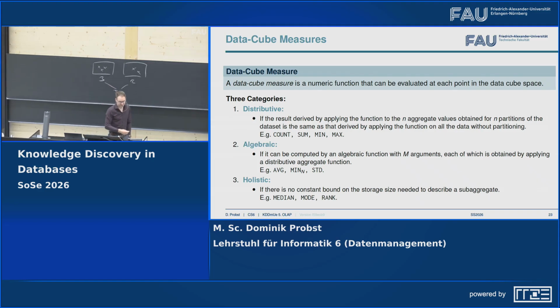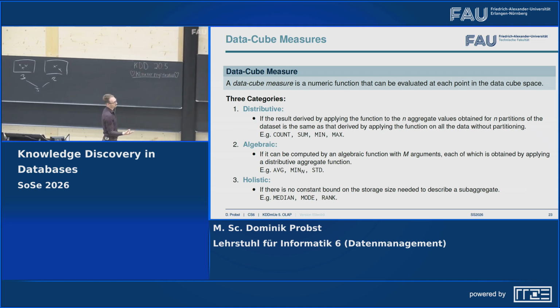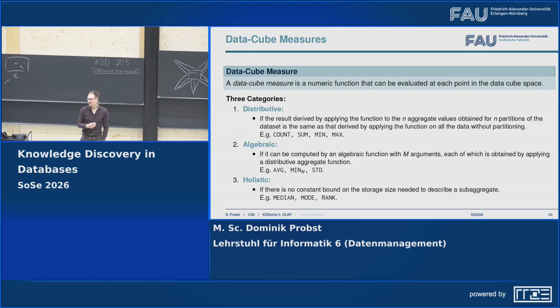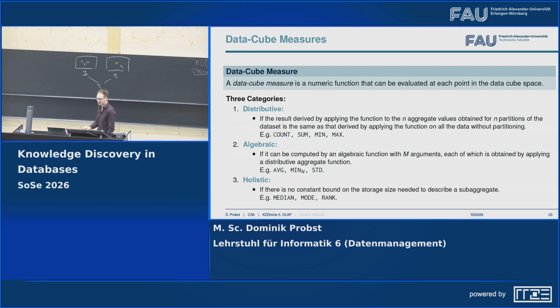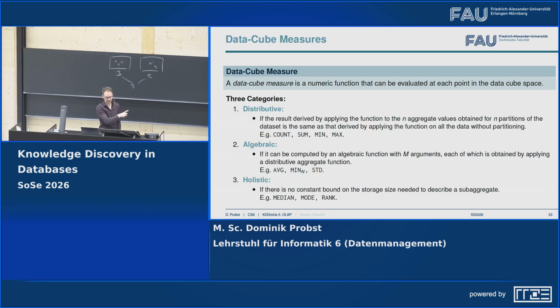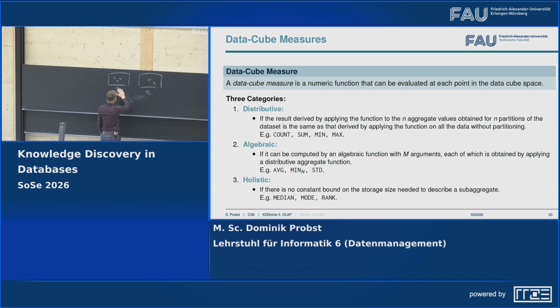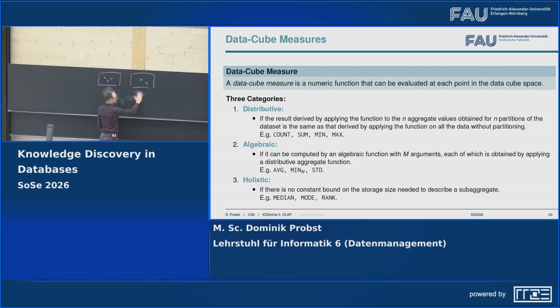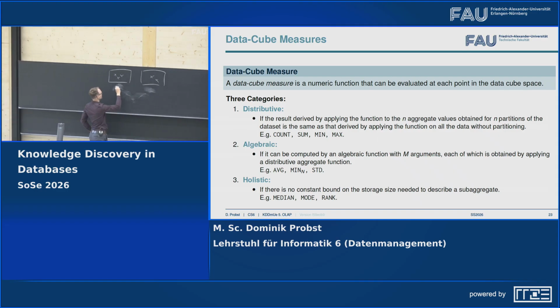Then we can have algebraic data cube measures, where we have some specific argument we have to use, so we can still work distributively. For example, average. We can, of course, calculate the average of these 3 points and the average of these 2 points. Let's say the average of these 3 points would be 3 and the average of these 2 points would be 4.